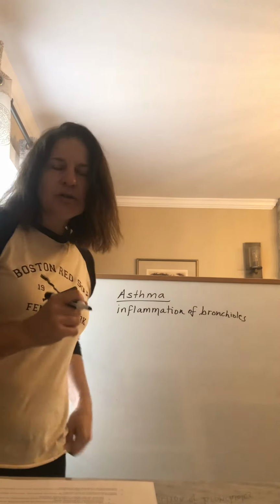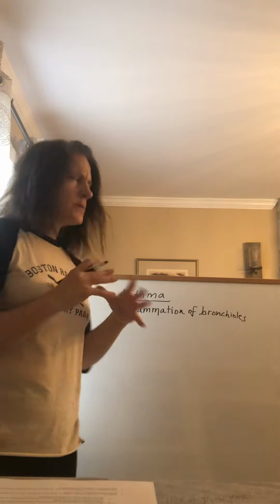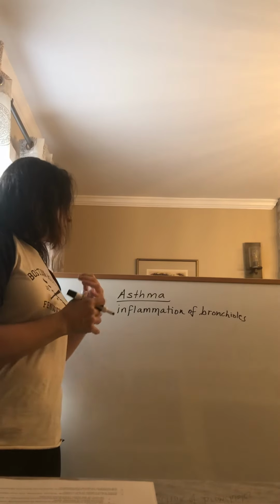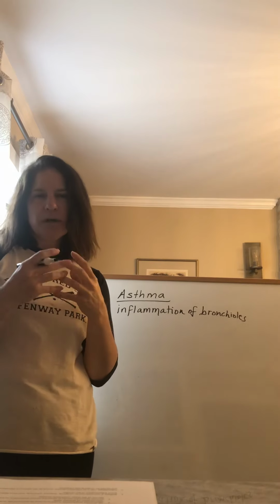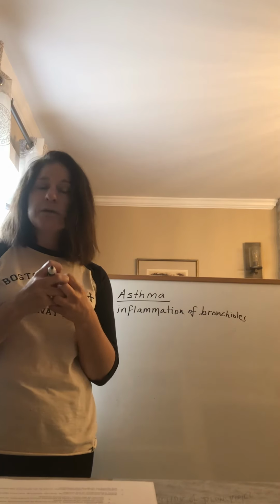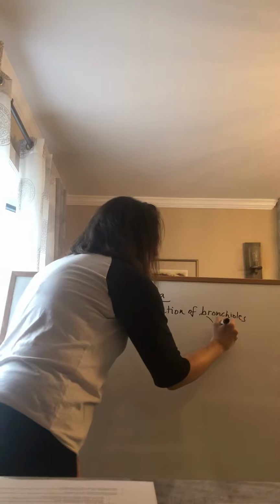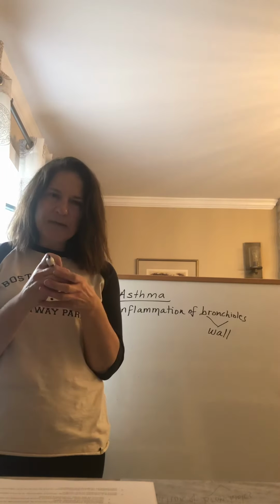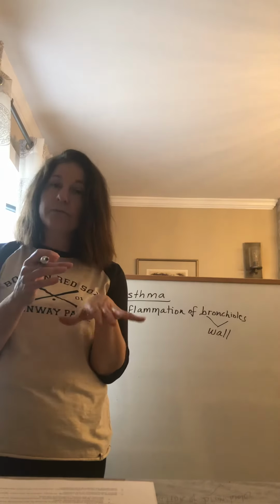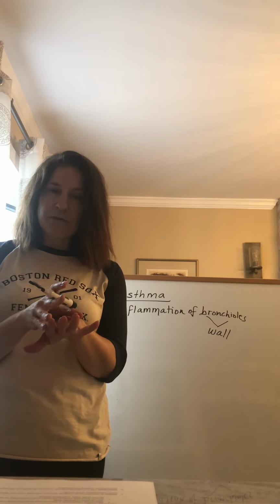Sometimes you can get the production of increased mucus into the bronchioles as well, which we won't really touch upon. So typically what happens is someone who is asthmatic has this chronically inflamed state in their bronchioles. So again, it's the wall of the bronchioles that's swelling, and it's narrowing the luminal space so that less air can pass through that space and make its way towards the alveoli.